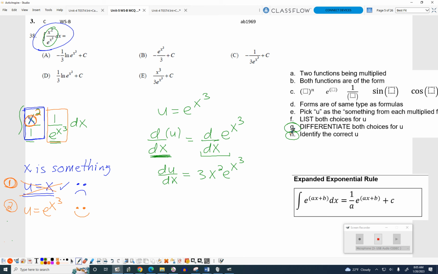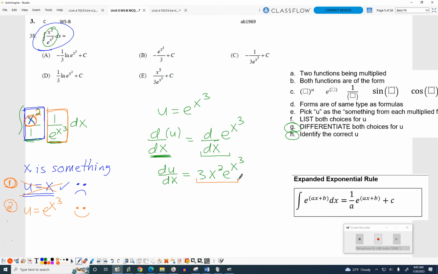We have two multiplying functions. Kaylee, our choice of u came from which of the two multiplying functions? The bottom one, the one over x. The second. Yeah. So our choice of u came from the second of the two multiplying functions. We take that u value, we differentiate that u value, we get this new thing here.